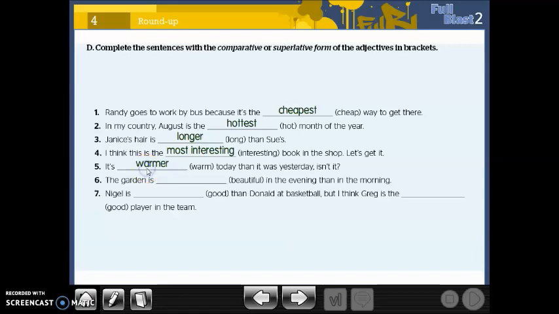It's warmer today than it was yesterday, isn't it? The garden is more beautiful in the evening than in the morning. Nigel is, look at this adjective, it's irregular. It becomes better than Donald at basketball, but I think Greg is the best.